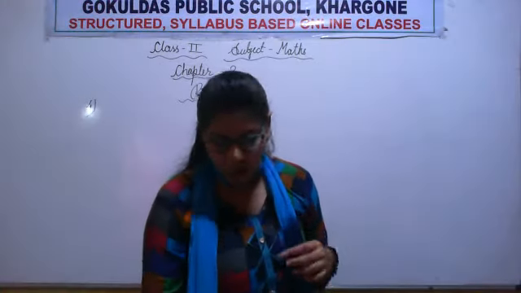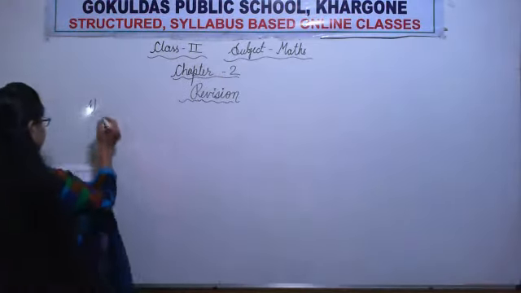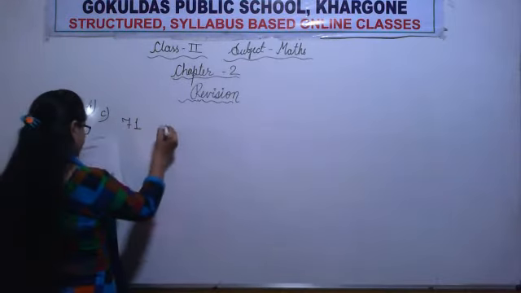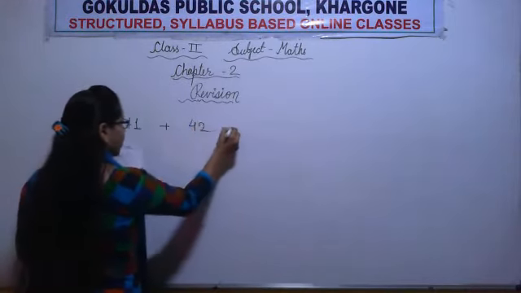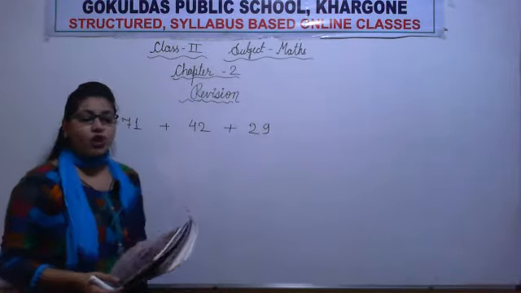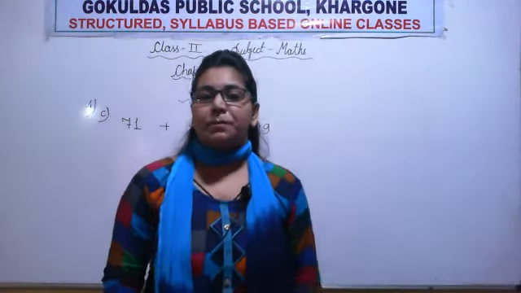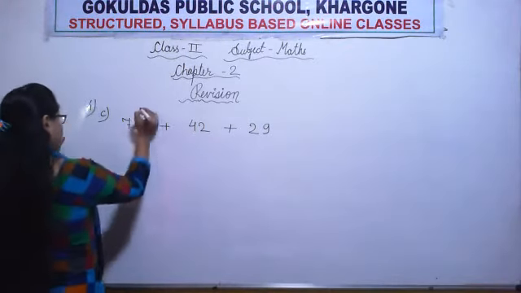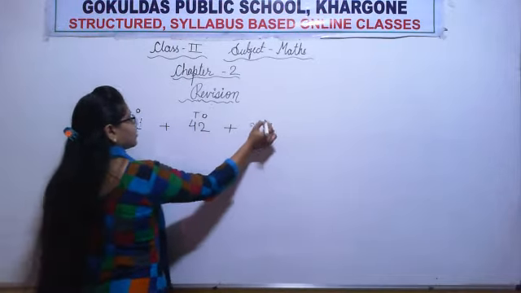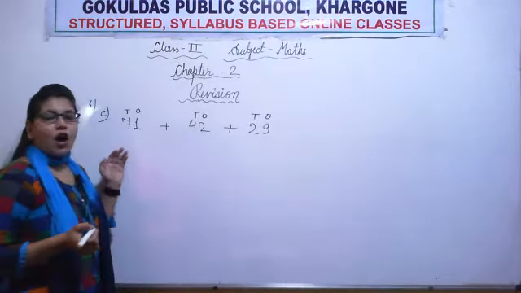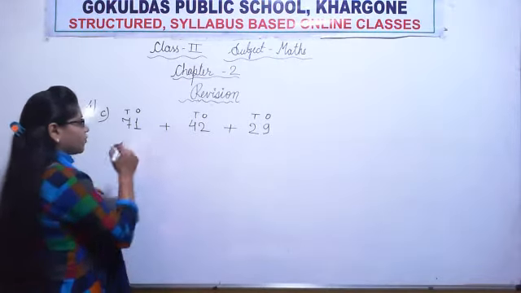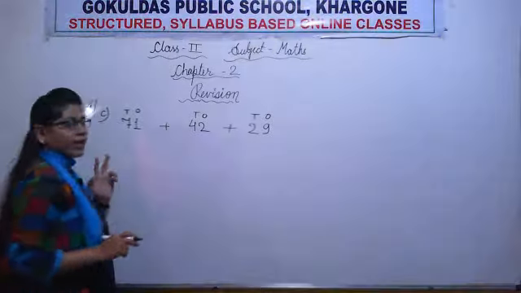Okay. Now part C. Now three numbers are there: 71 plus 42 plus 29. So first of all we will mark the places. Ones and tens. All three numbers are having two digits, ones and tens.